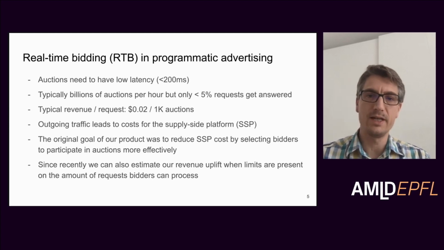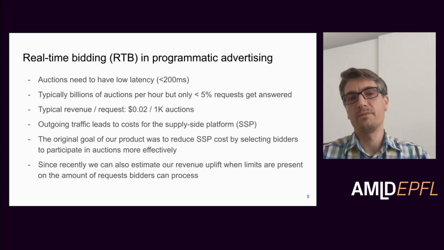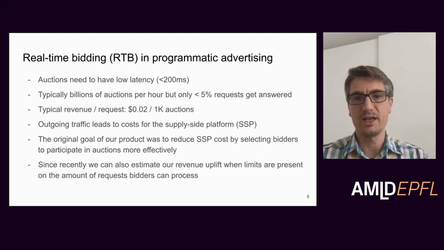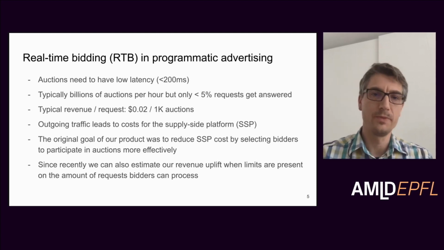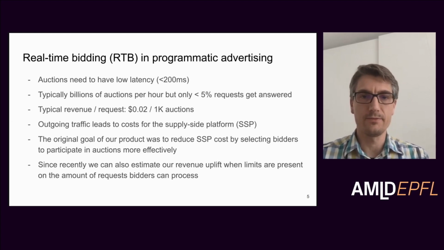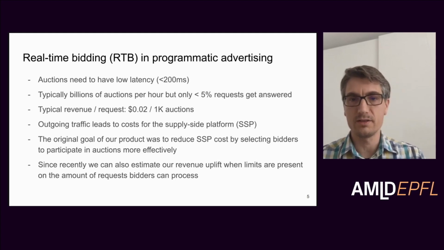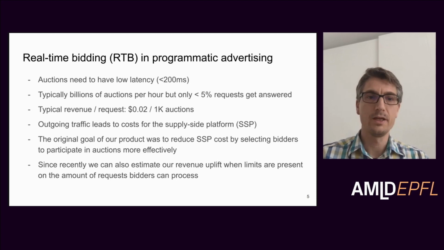And it can be partially explained that auctions are actually duplicated to many places, just for performance reasons. But then also, oftentimes you have bots involved and so on. So there's a huge amount of duplication and so-called waste, maybe. And only 5% of the actual requests to participate in an auction are answered. So 95% just disappear. Also, the typical revenue per request is fairly low. So it's in the order of a few cents, 1-2 cents per 1,000 auctions.